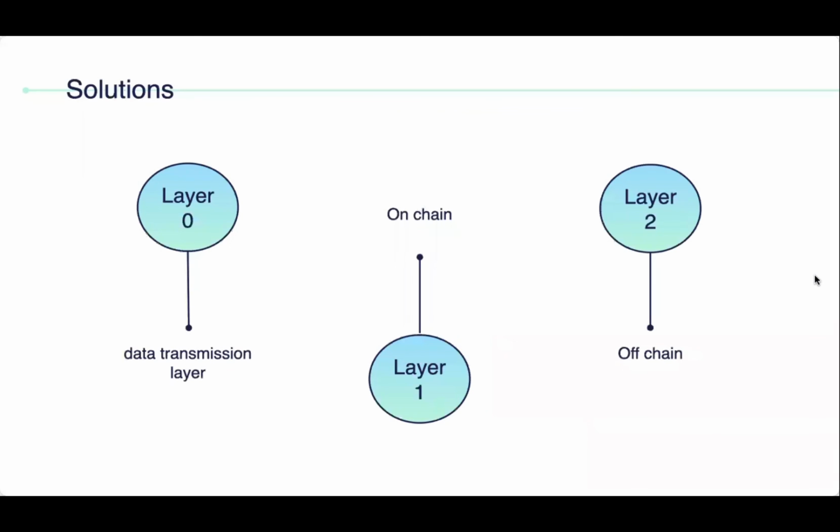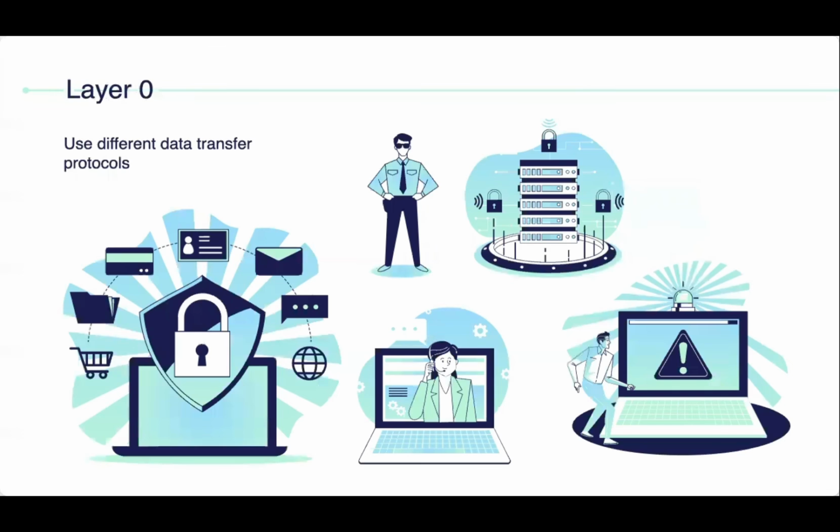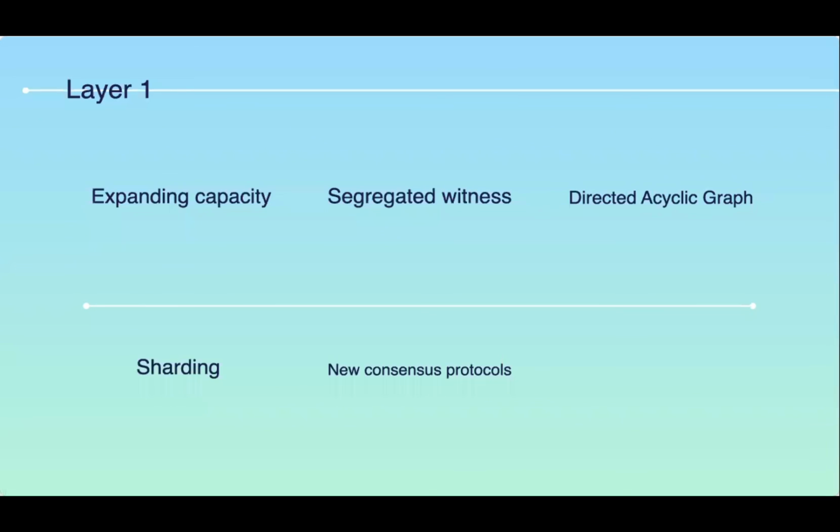There are three main kinds of solutions for scalability based on the different layers where the method is performed. In layer 0, which is known as the data transformation layer, blockchain can use different data transfer protocols to increase scalability. In the first layer, which is known as the on-chain layer, blockchain can change the protocols of the public blockchain to increase scalability, such as segregated witness, directed acyclic graph, sharding, new consensus protocols, and so on.